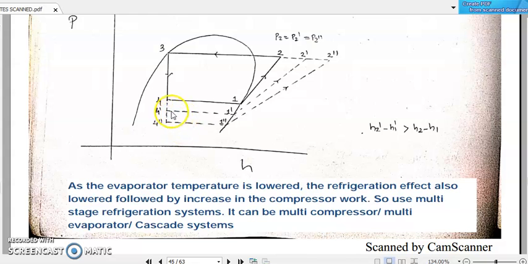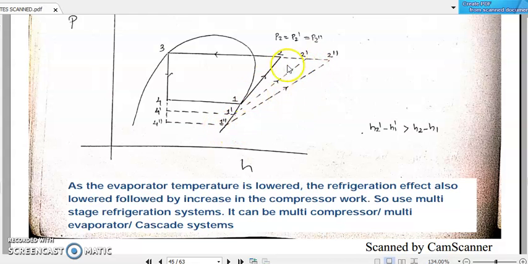And if we are again lowering the evaporator temperature from 4 dash 1 dash to 4 double dash 1 double dash, again we will be dealing with an entirely new compressor process, 1 double dash 2 double dash. Again it is very clear that the enthalpy difference H2 double dash minus H1 double dash, that is the compressor work required for the third case, the still lower evaporator temperature, will be very much higher than H2 dash minus H1 dash, and also very much higher than H2 minus H1. So what does that mean? The compressor work increases.